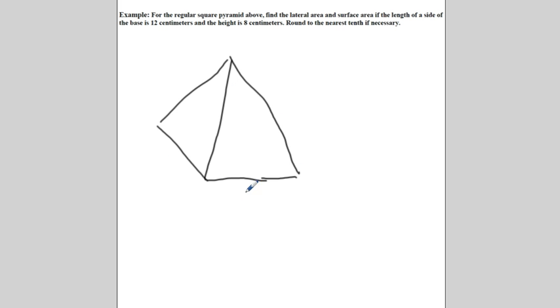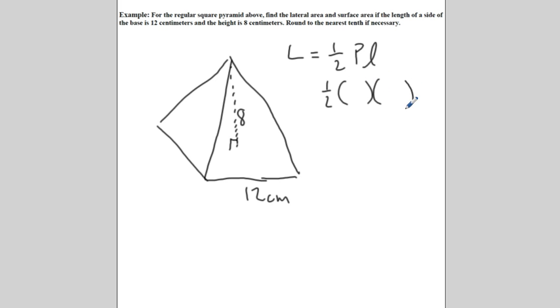But it says that the base edges are 12 centimeters. And it says the height is 8 centimeters. So that height is the one that's vertical, straight up and down. It's perpendicular to the base. Okay. In order for you to figure out the lateral area, you see up above in the little boxes, it tells you a formula for lateral area of a regular pyramid. It's 1/2 capital P times the lowercase l. If you remember, capital P means the perimeter of the base. So you've got 1/2 the perimeter of the base times the slant height.